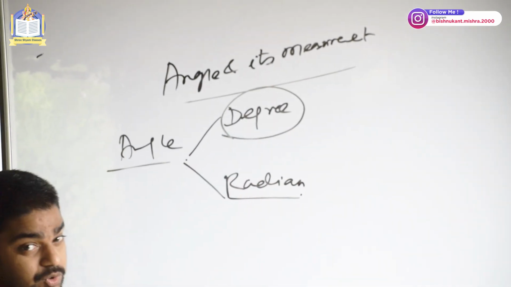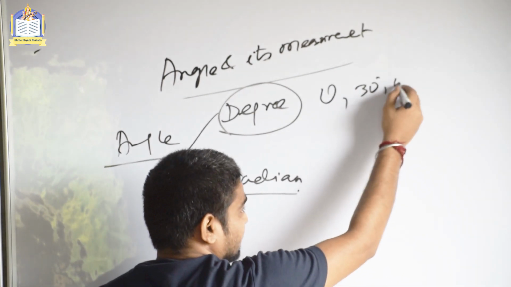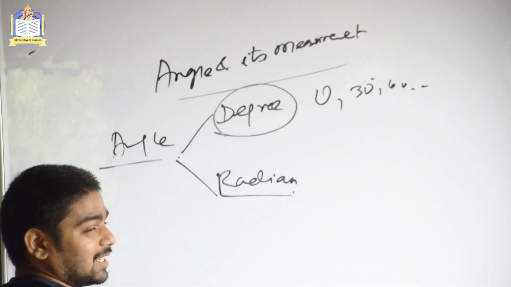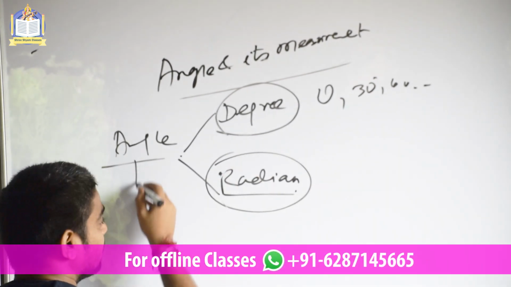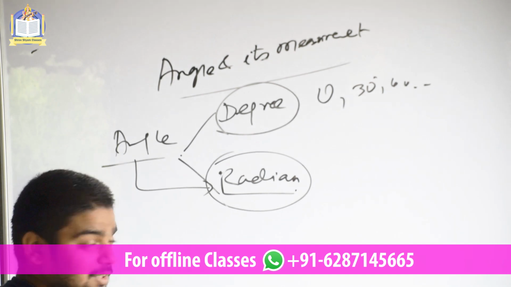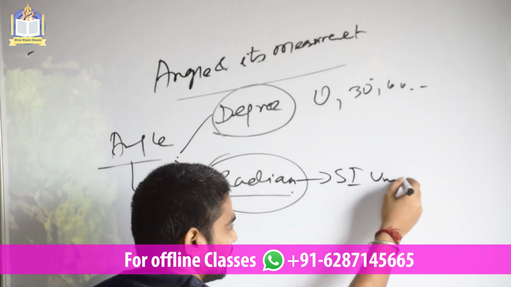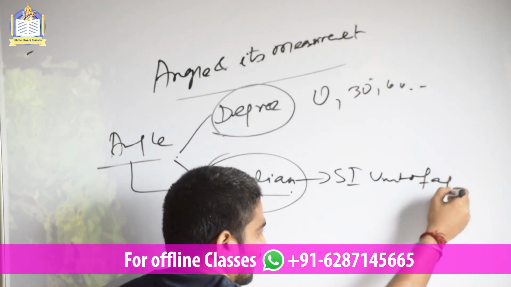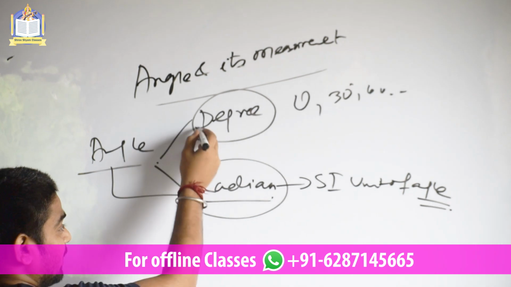Degree के बारे में आप लोग जो आगे पढ़े होंगे, ठीक है? 0 degree, 30 degree, 60 degree, these all. These degree concepts are not applicable in higher standard. So we shall be dealing with the concept of radian. Radian is the SI unit of angle. So in today's video we are talking about the relation between degree and radian.